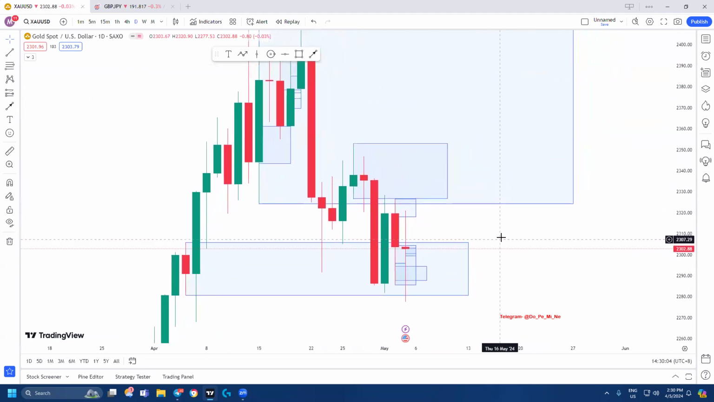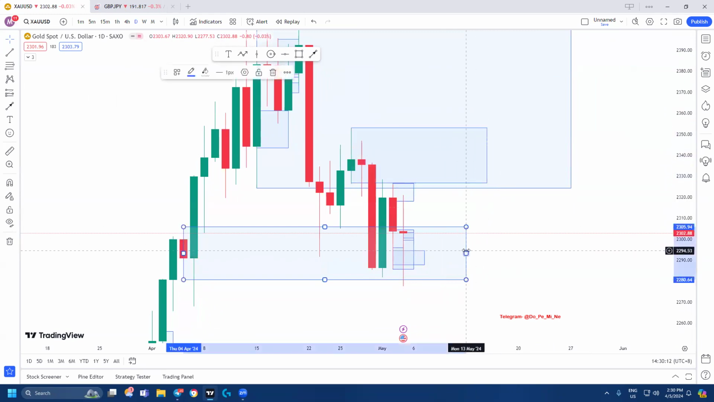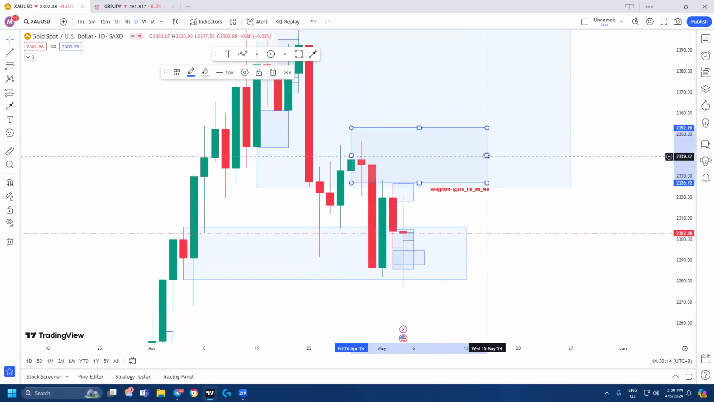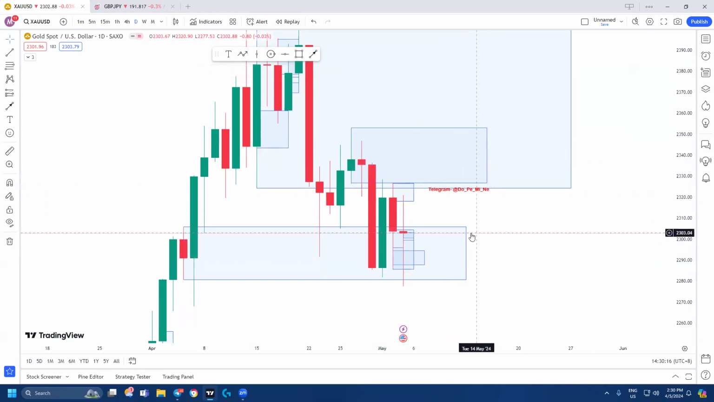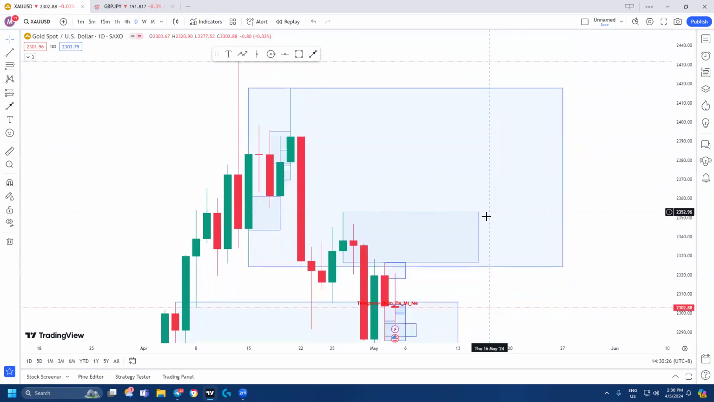All right. So if you get entry on this level, your TP should be this one because this is the daily. Daily will go to daily. Let's say you got entries on H4, so H4 will go to H4. Just like that.